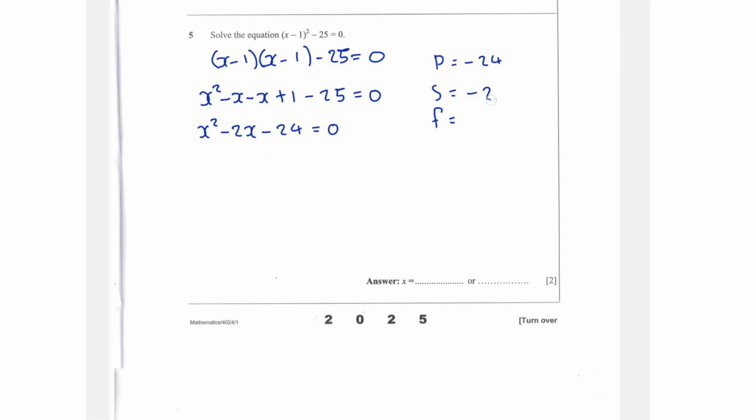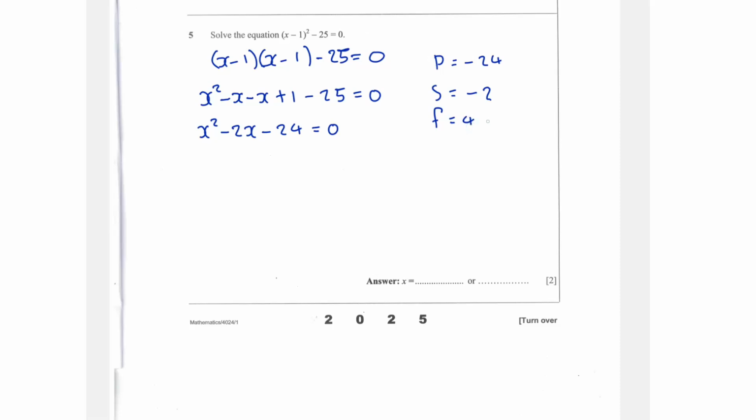This is our sum. Now, in order to find the factors, we have to find two numbers. When we multiply them, they will give us negative 24. And then when we add them, they will give us negative 2. How about we multiply 4 and 6? When you multiply 4 and 6, it will give you 24. But what we want is a negative 24. So one of them must have a negative. Let's put a negative on 6.